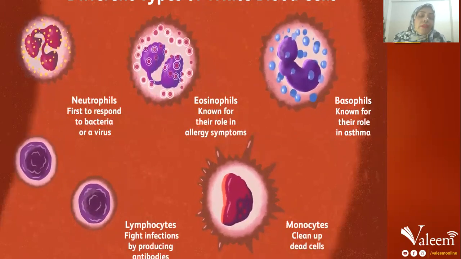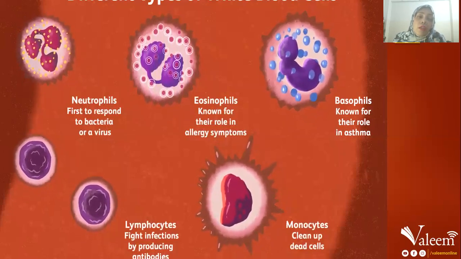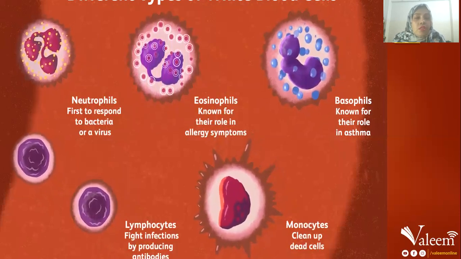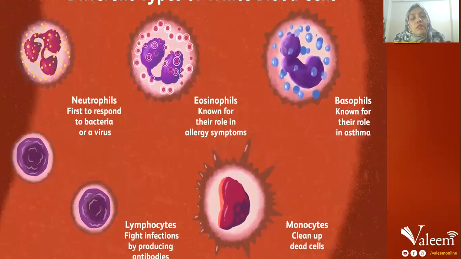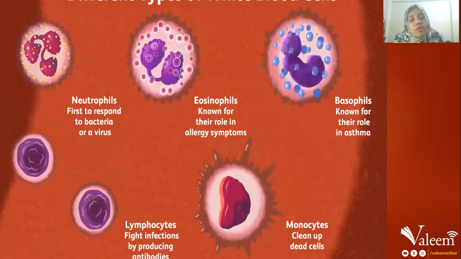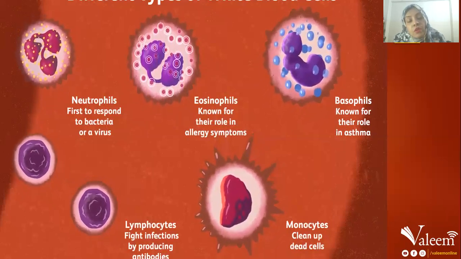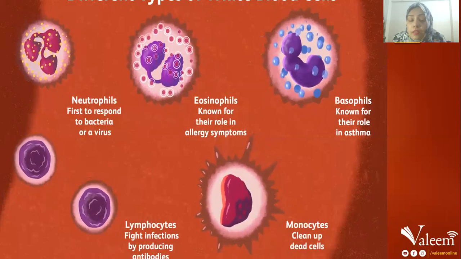So what is the role of the lymphocyte? Lymphocytes fight against infection by producing antibodies. What are antibodies? Antibodies are Y-shaped structures, and they attract and trap the bacteria and kill it. These antibodies are basically the army of our body, and once the infection enters the body, these lymphocytes make antibodies very fast. These antibodies help our body fight against the infection.